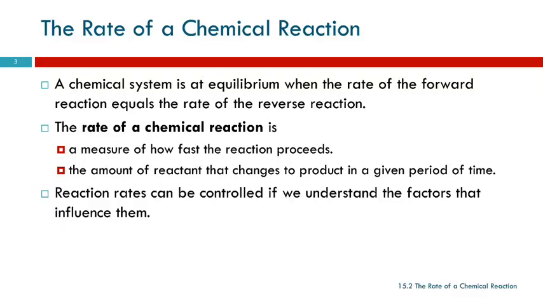The rate of a chemical reaction is a measure of how fast the reaction proceeds. Equilibrium is when the rate of the forward reaction equals the rate of the reverse reaction. So the rate, again, is how fast it proceeds, and the rate of the reaction is going to depend on several things. One way to measure that rate is to look at the amount of reactant that changes to product within a given period of time.